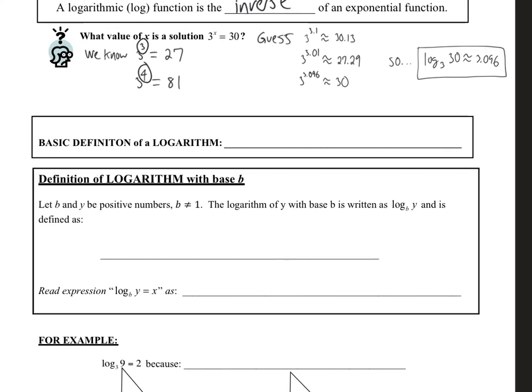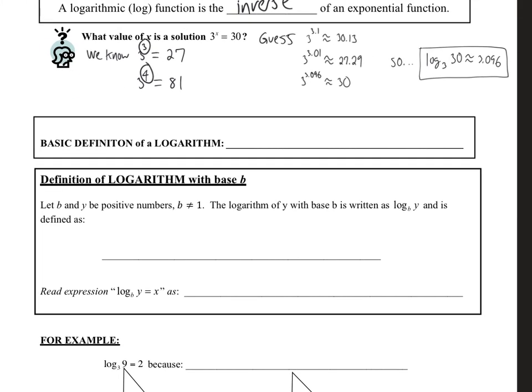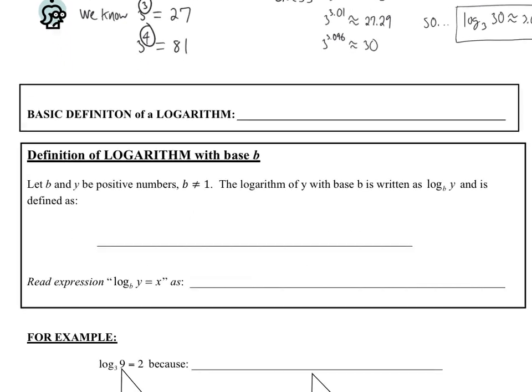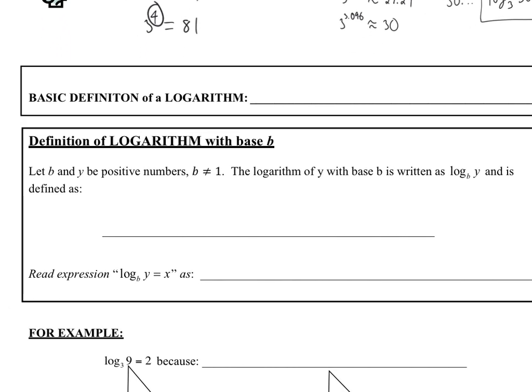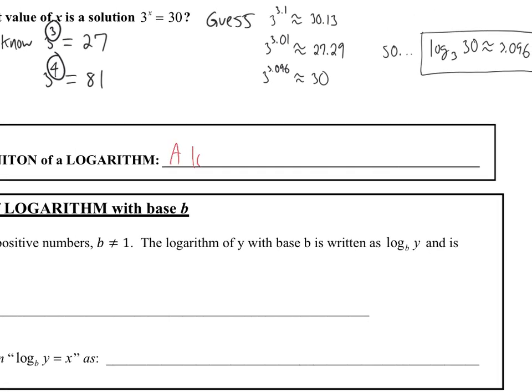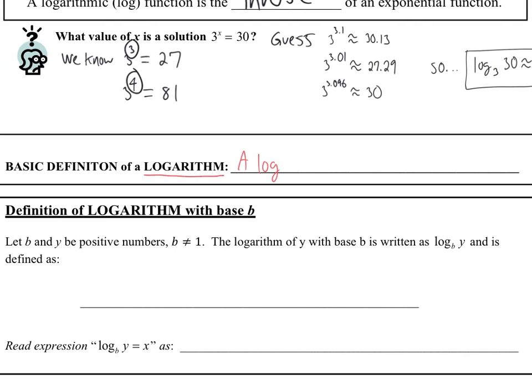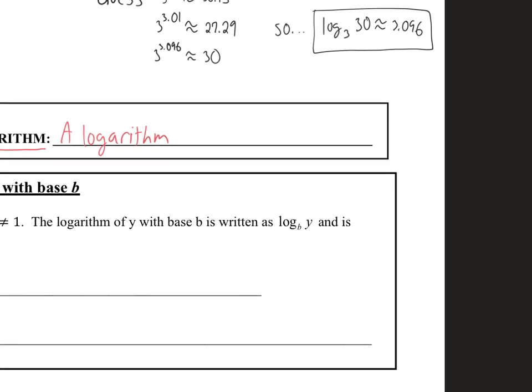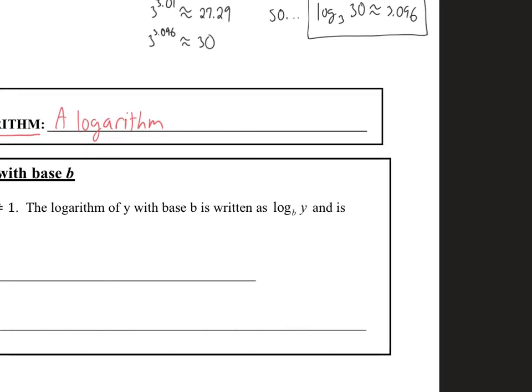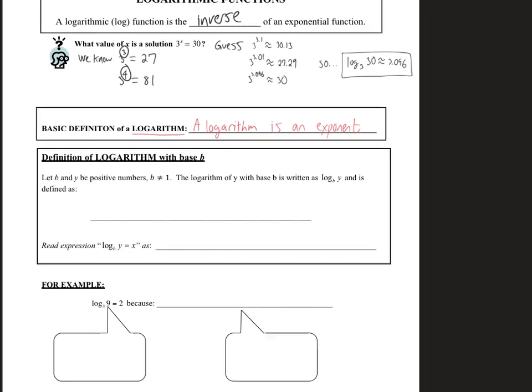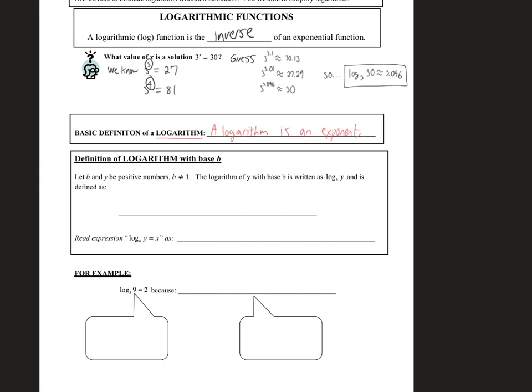So what's the basic definition of a logarithm? Say logarithm. Okay, a logarithm. It's kind of a fun word. A logarithm is an exponent. A logarithm is an exponent. Okay? All right.